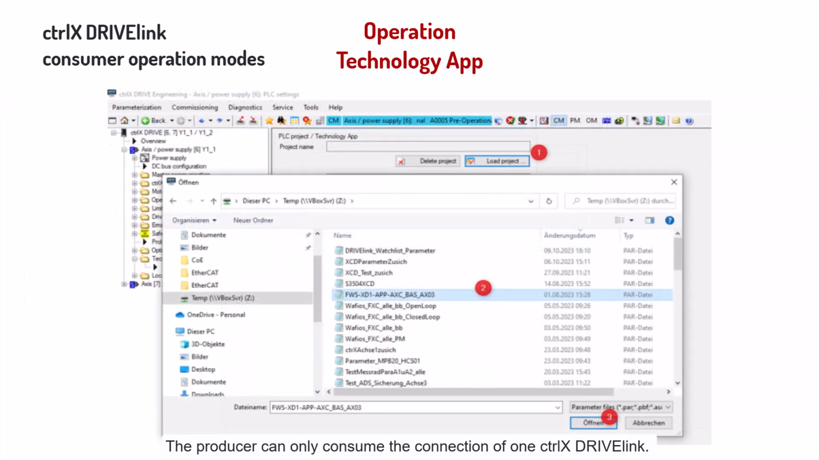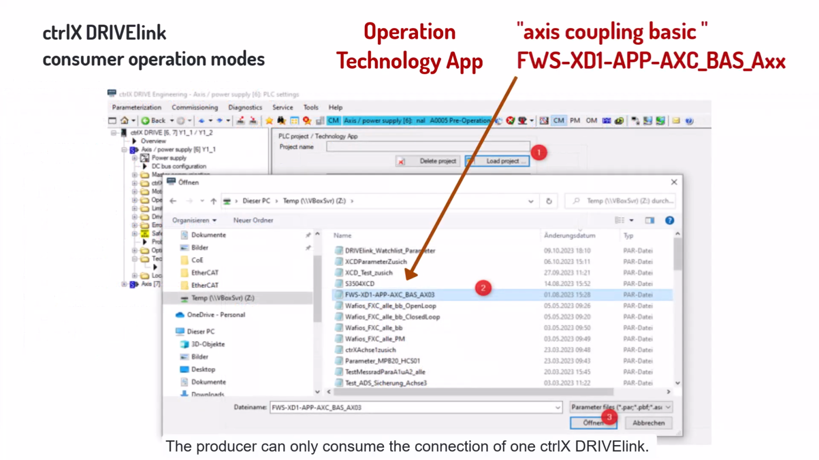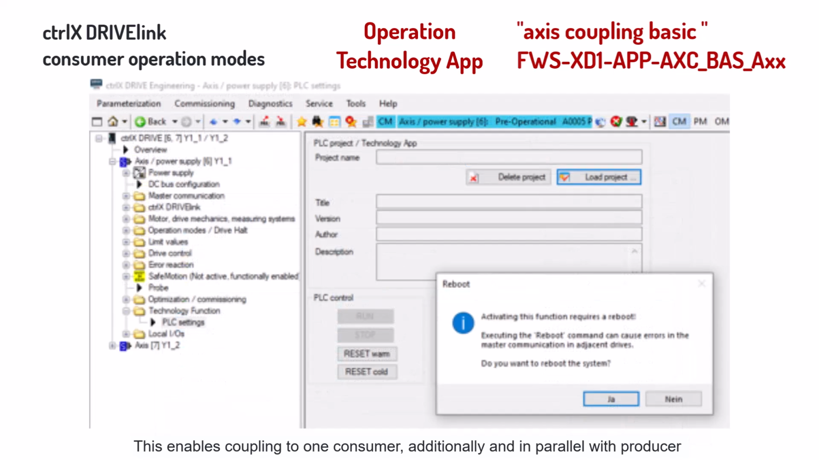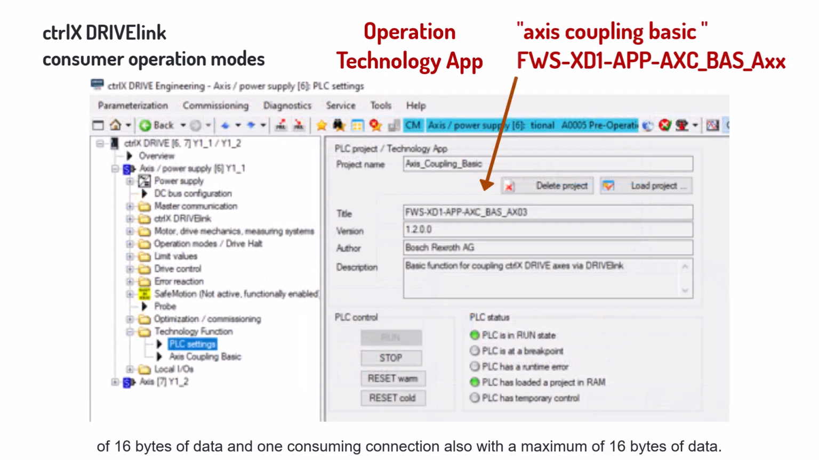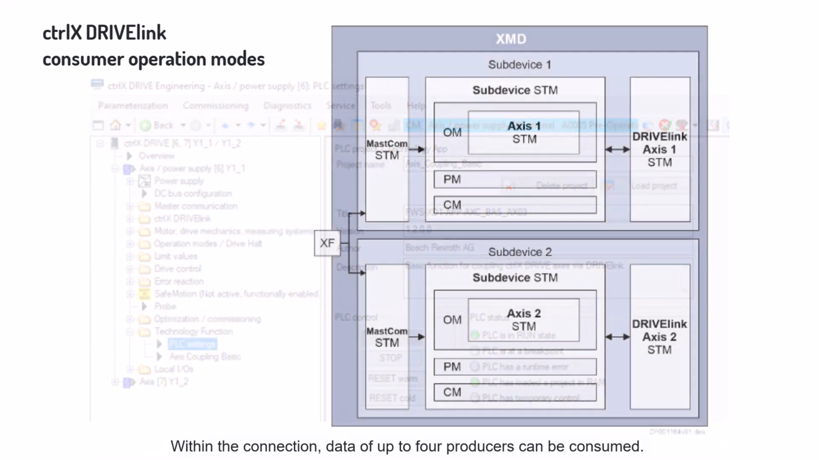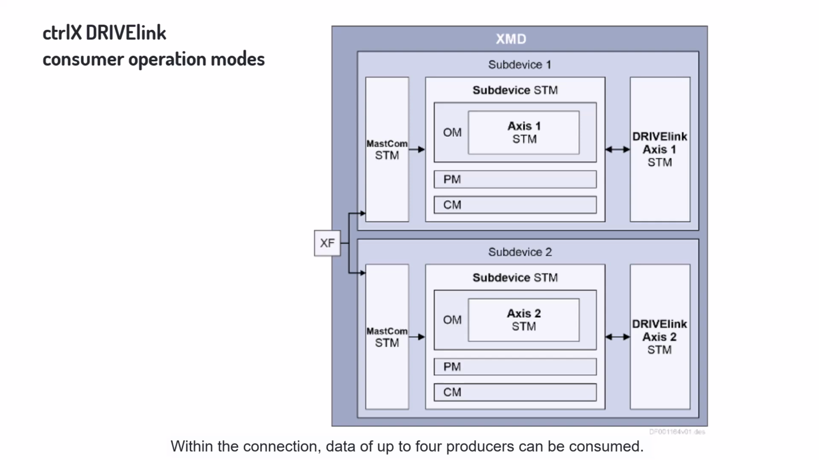The producer can only consume the connection of one ctrlX DRIVElink. This enables coupling to one consumer. Additionally, and in parallel with producer communication, each consumer has one producing connection with a maximum of 16 bytes of data and one consuming connection also with a maximum of 16 bytes of data. Within the connection, data of up to 4 producers can be consumed. The involved devices are synchronized by way of DRIVElink.